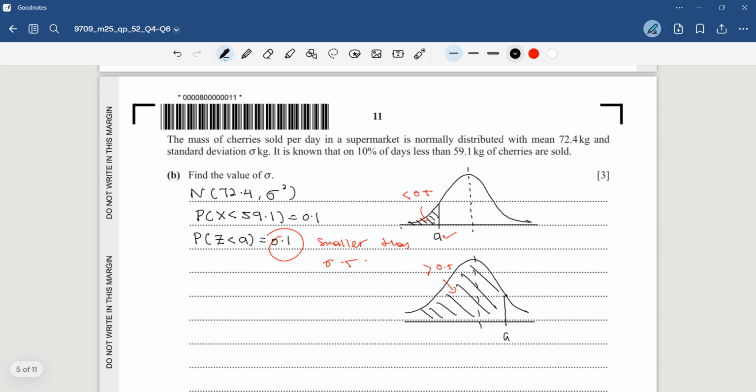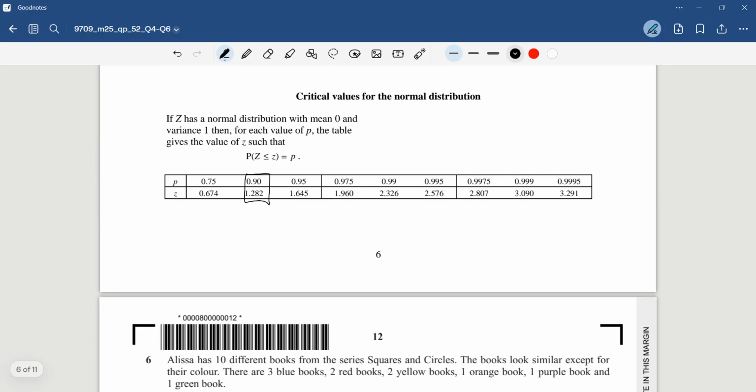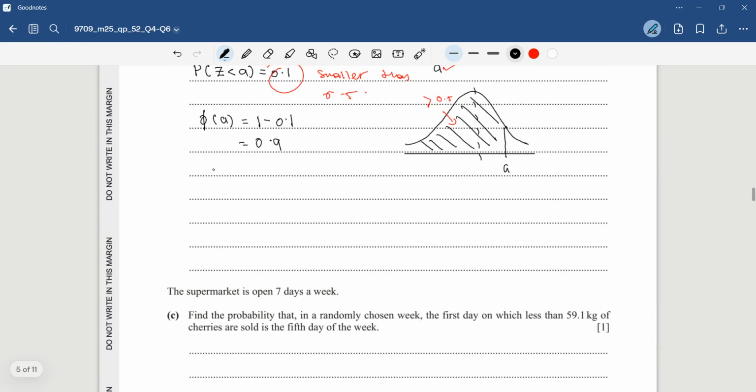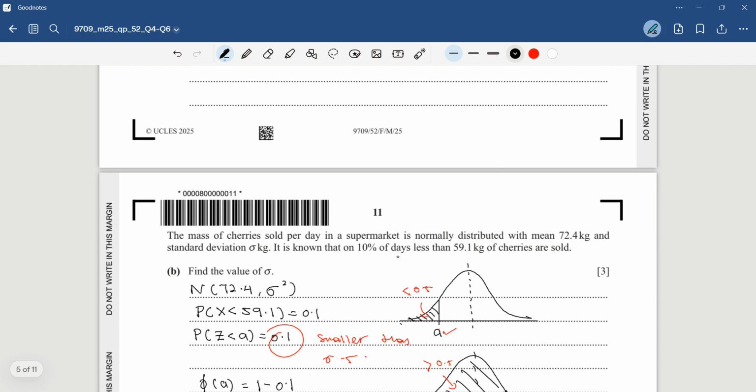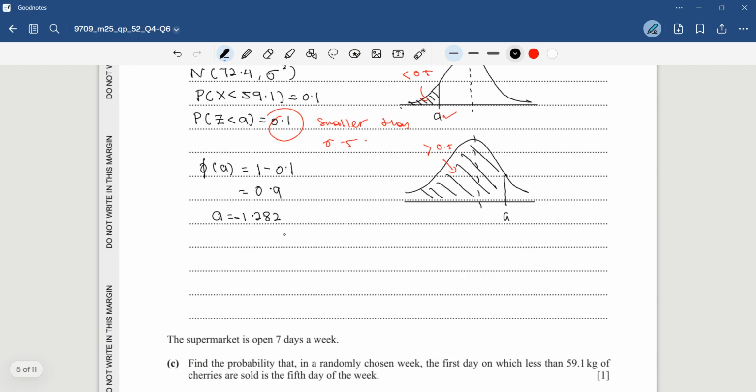Okay, so in order to find this, the value is equivalent to 1 minus 0.1, which will be 0.9. So you can refer to this here. 0.9 is 1.282. Therefore, my a is equal to 1.282. But don't forget, my a here is negative. It's a negative z score. Okay, introduce the negative.